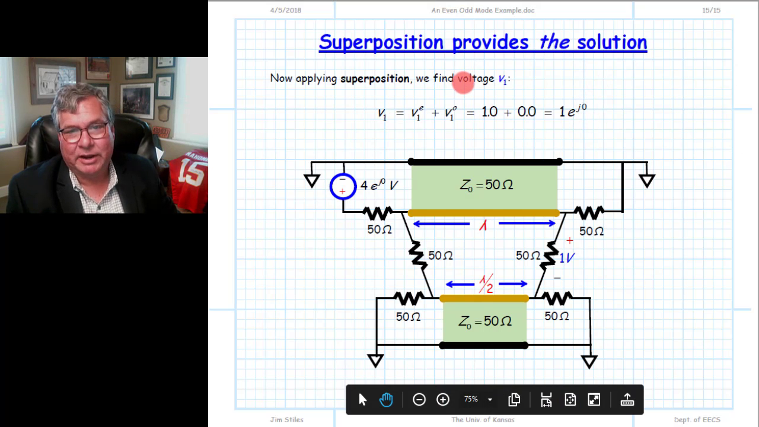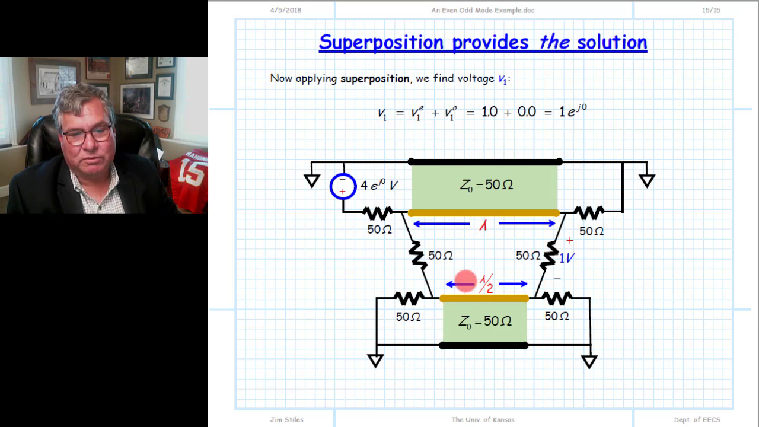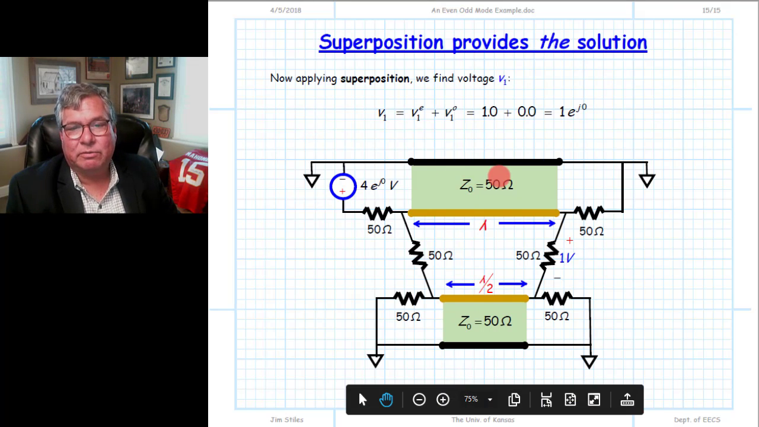And again, if we didn't recognize the plane of bilateral symmetry that could happen here, and then apply even and odd mode sources here and here, we would have had to slug through hours of algebra to get the right answer. But with this bilateral symmetry, we were able to get the answer with hardly any effort at all.